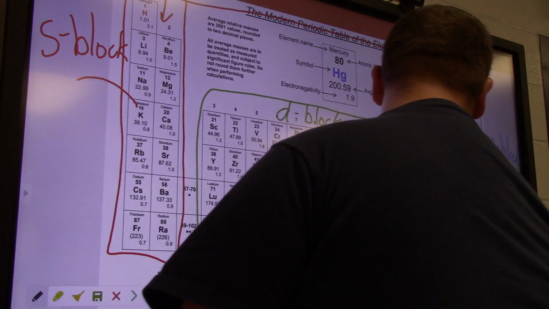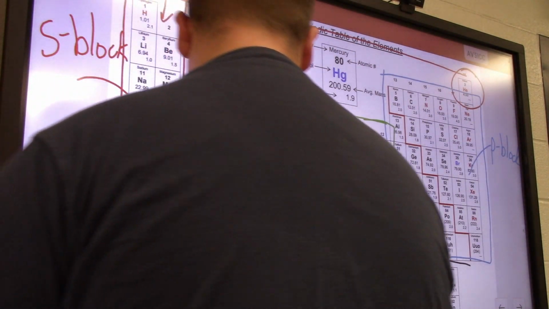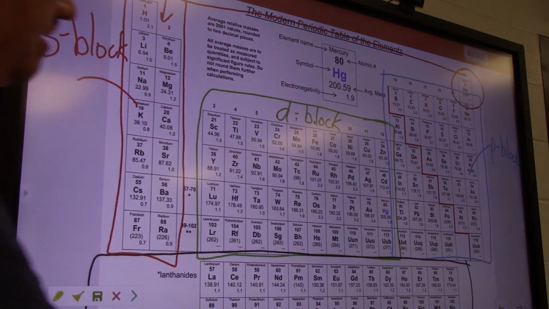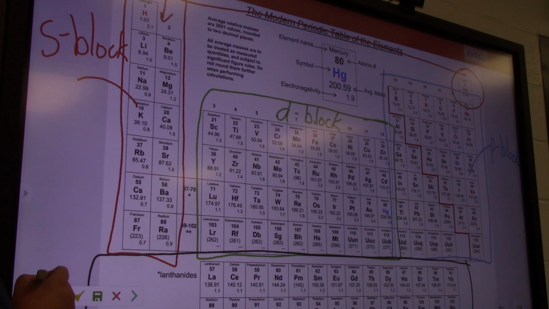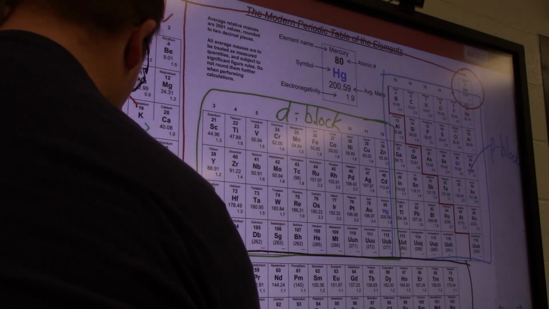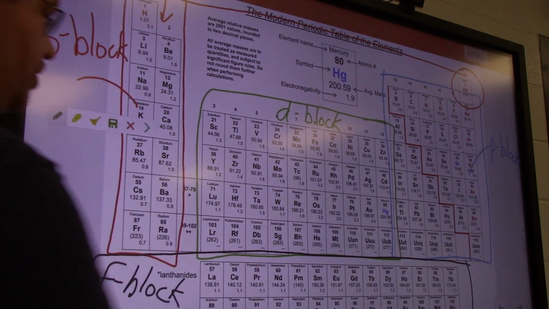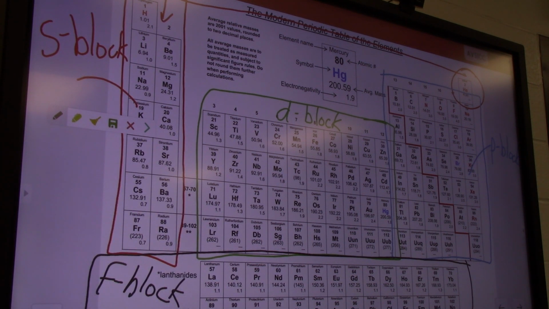Down here at the bottom is the one that everybody forgets. Lanthanides and actinides are at the very bottom. They have a very special name. This is F block. Do not forget about F block.